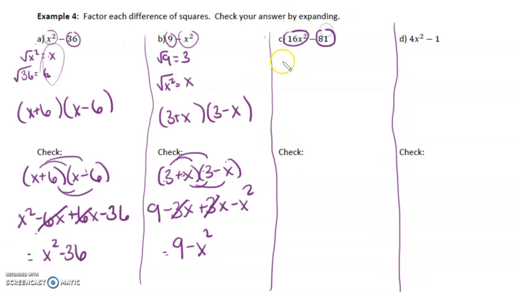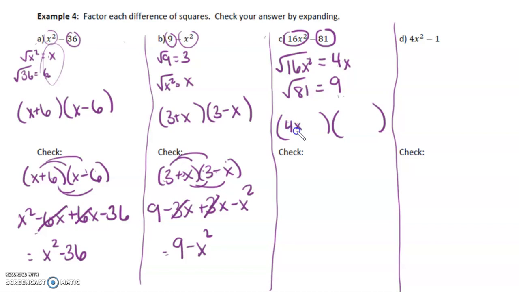Okay, so let's go ahead and root these two terms. So 16x squared, how we're going to treat this is, what is root 16? Well, it's 4. And what is root of x squared? It's x. So the root of 16x squared is 4x. Okay, we're going to root 81, and we get 9. And we're just going to take these two terms, and we're going to put them in the two brackets, one with a plus sign, one with a minus sign. So I get 4x plus 9 and 4x minus 9. And that's it. That's done. It's factored.